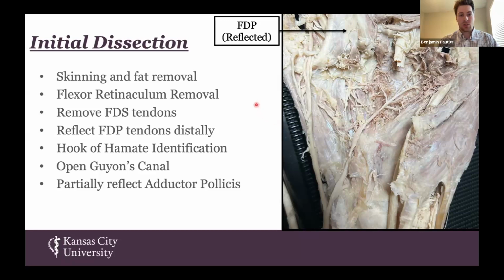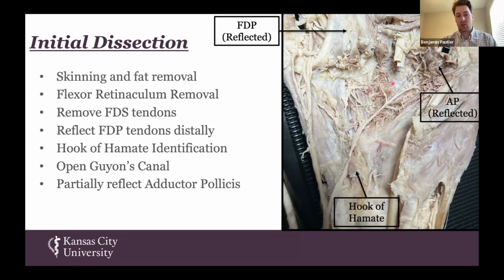We were then able to remove the flexor digitorum superficialis tendons completely and reflect the flexor digitorum profundus tendons distally. This allowed us to identify our hook of hamate, which gave us our origin and the context to identify all of these nerve branches. We opened Guyon's canal right next to it so that we could continue to trace the course of that motor branch. And then we partially reflected the adductor pollicis out of the way to see some of our final terminal branches.